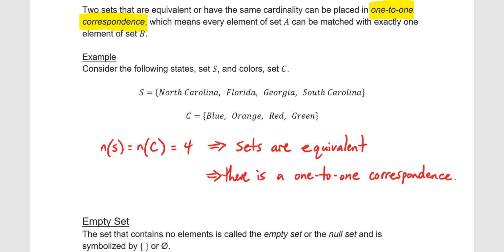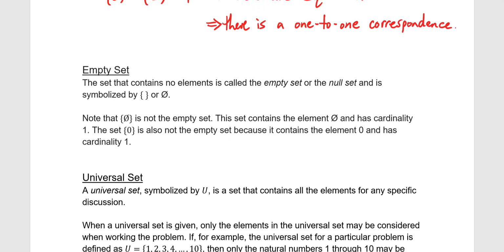And we can do this visually here just by drawing a little arrow. We can say North Carolina to blue, Florida to orange, Georgia to red, South Carolina to green. I just did this based on the fact that they were above each other and it was easy. We could have also said North Carolina to orange, North Carolina to red, North Carolina to green. It doesn't matter the arrows, I just chose them right above each other. Either way, there is a one-to-one correspondence of elements here between the sets.